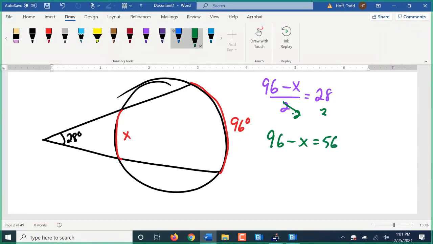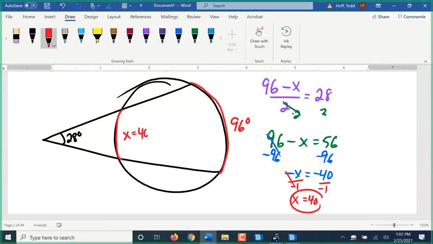And now we've got to be careful here. We're going to subtract 96. Negative x equals negative 40. And now we divide by negative 1 to get rid of the negative 1x. X equals 40 degrees. So that's a 40-degree arc that's there. All these different rules kind of pile on and come together.